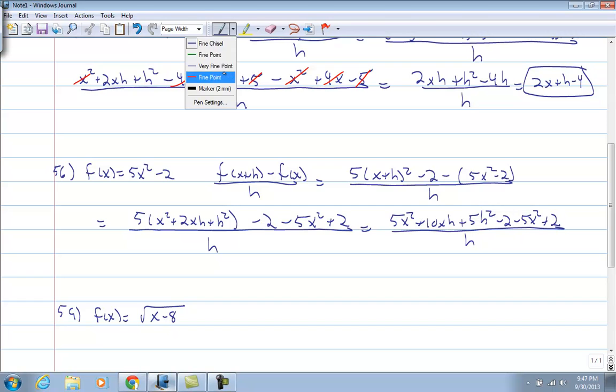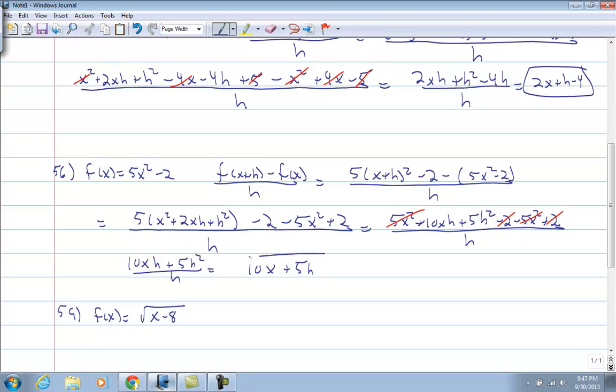And so that 5x squared goes away with this 5x squared. The minus 2 and plus 2 go away. And then we have 10xh plus 5h squared, all that over h. Divide out the h, it's 10x plus 5h. That's it.